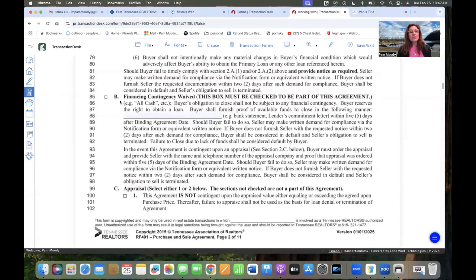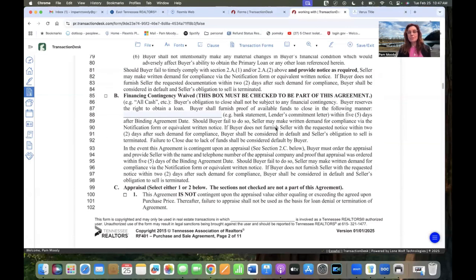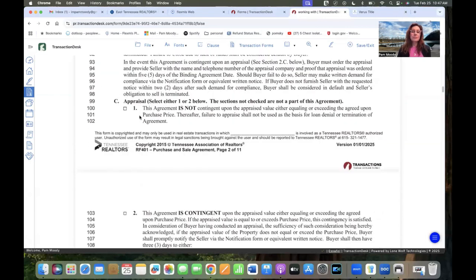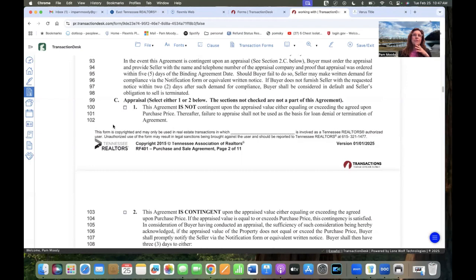Okay, so if we check this, the financing contingency waived, that's if you have cash. So if you're a cash buyer, it changes it. Appraisal. This agreement is not contingent. We don't want to check that unless for some reason, I know during COVID and just after that, when everything was crazy, people were buying without being, they were paying extra and not being concerned about the appraisal. This is not something I suggest. So if you're buying cash, then there's no appraisal. You're not paying for an appraisal. So that would be checked if it was cash.